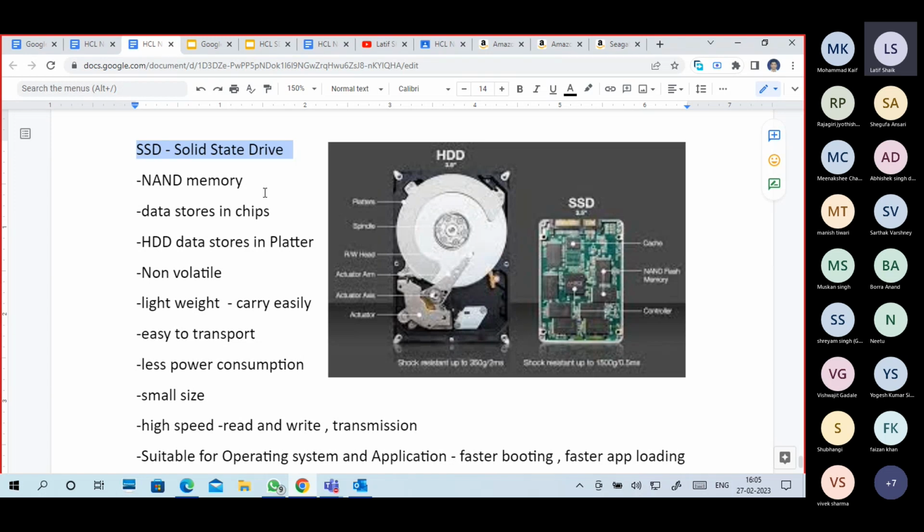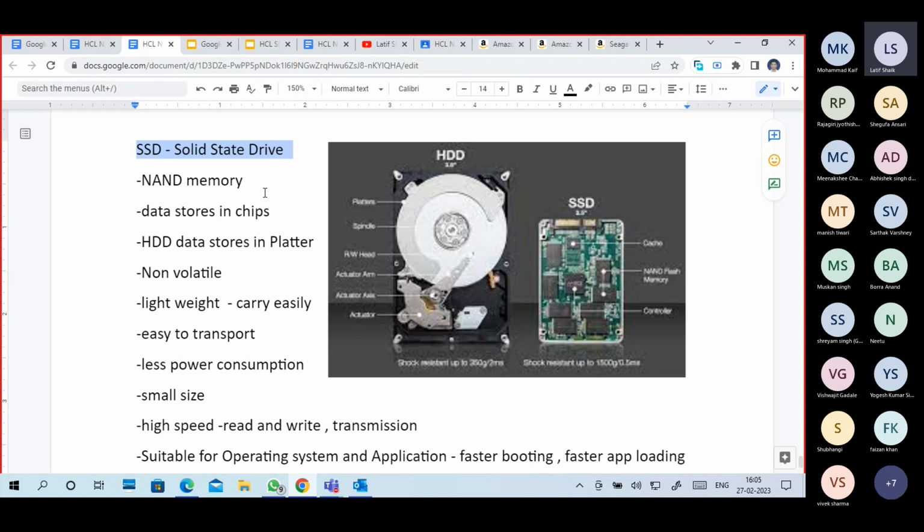Because a hard disk has a platter. In the platter, data is stored. To write data on the platter, we use a read and write head, which is attached to the actuator arm. To move the disk, we use a spindle motor. To attach a hard disk, we have a logic board. Through the logic board, a SATA or PATA connection is there, and there is a power connector also. So data stores in the hard disk platter.